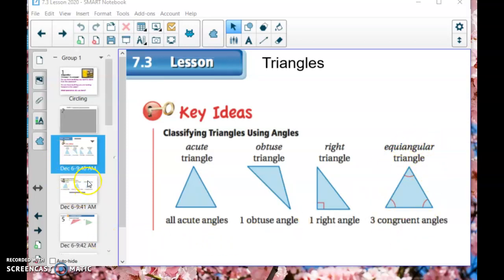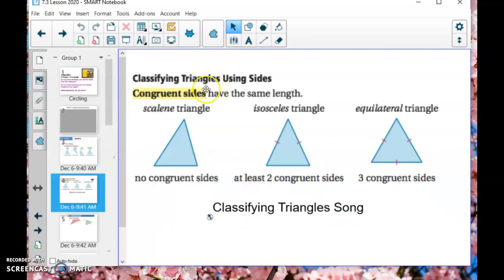Then to classify it a second way, by its sides, we look for the sides that are congruent. And remember, congruent sides have the same length. So if you have no congruent sides, we would call that a scalene triangle. If we have two sides that are congruent, and you can see that by these little dashes on either side, that would be classified as isosceles. And if you have three congruent sides, then you would classify it as equilateral.